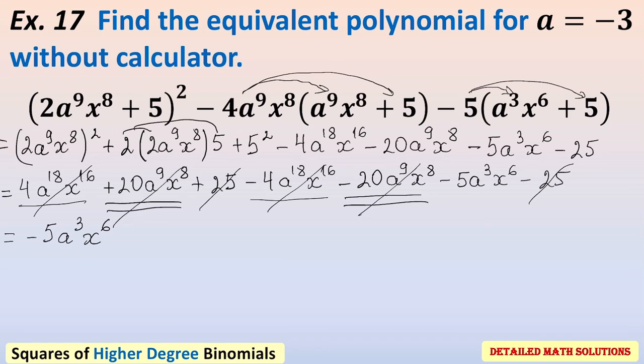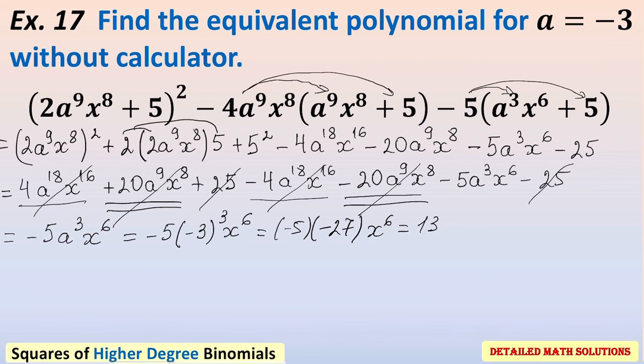As a last step, I need to substitute a equals -3 and find the equivalent polynomial. When I do that, this equals -5 times -3 cubed multiplied by x to the 6th power, or -5 multiplied by -27 x to the 6th, or this equals 135 x to the 6th. This can't be simplified further and is the final answer for this exercise.